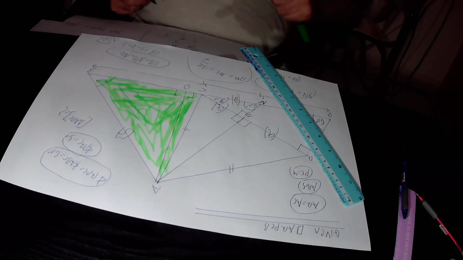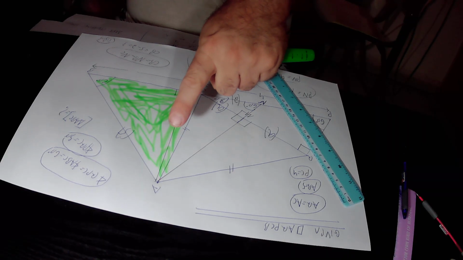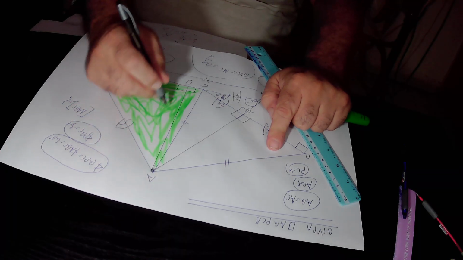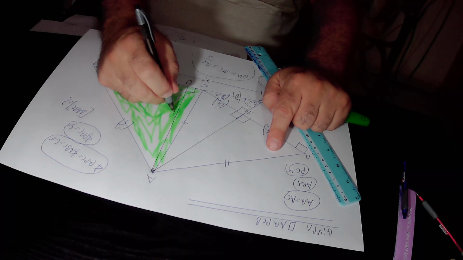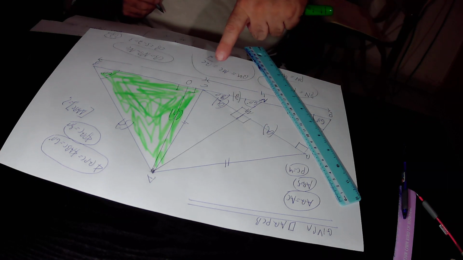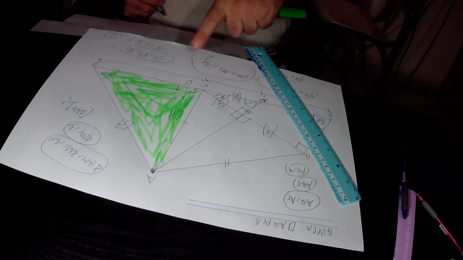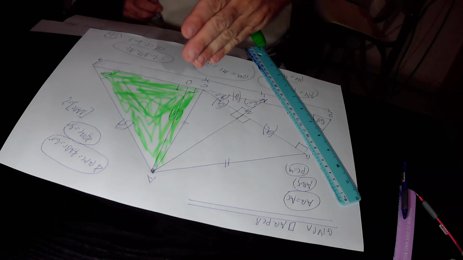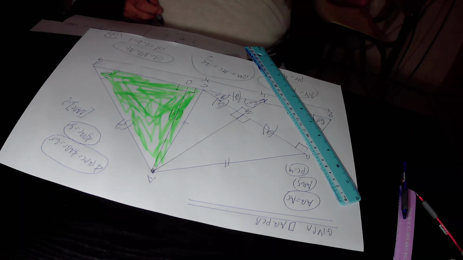We define the length of this perpendicular AO as H. It's actually the height to the base CB. Why is AO the height of the base CB? Because it creates 90 degrees with the base CB. Therefore, AO is the height to the base CB of triangle ABC.